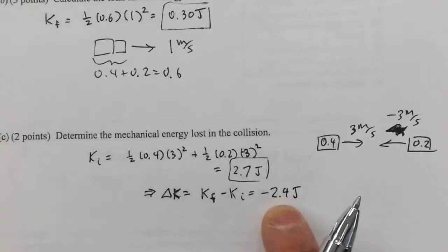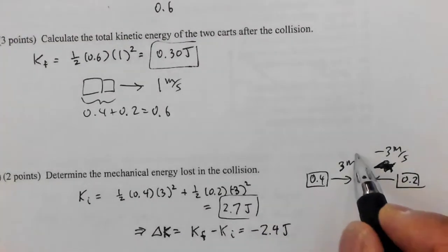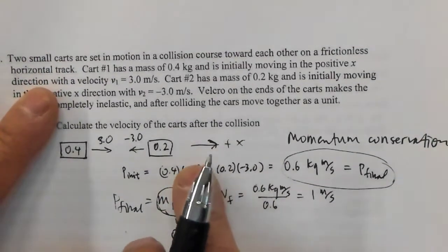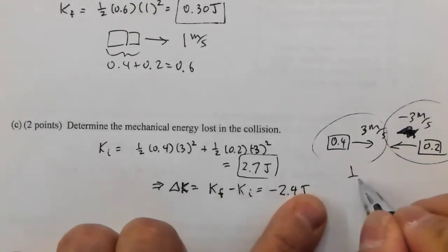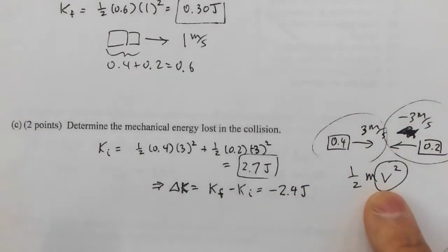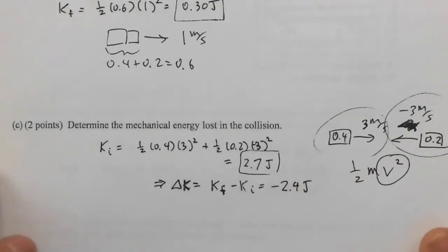Question? Okay, yeah. So for the momentum, the signs make a difference. But for the kinetic energy, the formula is 1/2 mv squared, and the squaring gets rid of all the minus signs, so they always add up. Other questions?